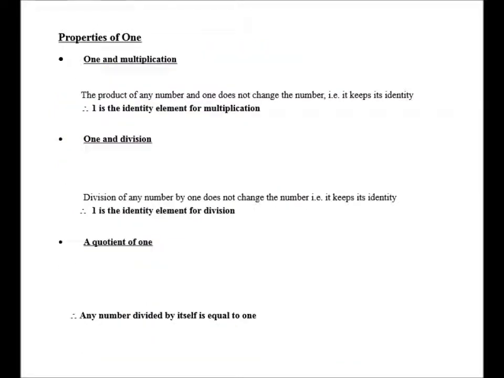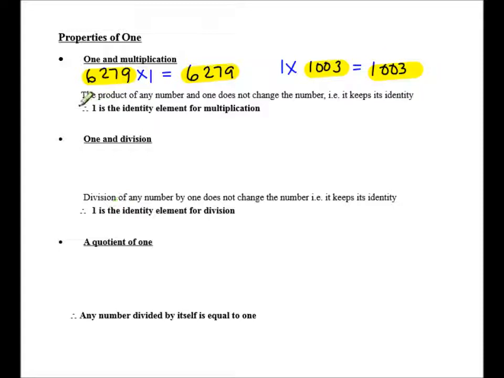Properties of 1 and multiplication. So if I have 6,279 and I multiply it by 1, my answer is going to be 6,279. If I have 1 multiplied by 1,003, my answer is going to be 1,003. Once again, the number retains its identity. So 1 is the identity element for multiplication.